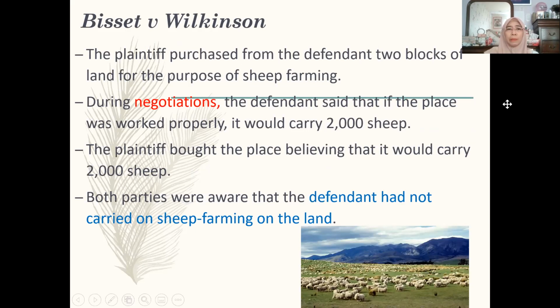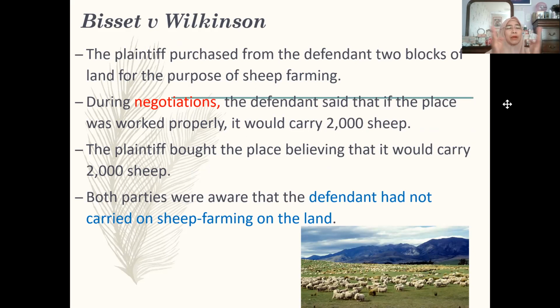the plaintiff purchased from the defendant two blocks of land. What was the purpose of purchasing such land? He wanted to do some sheep farming. And during negotiations, the defendant said that if the place was worked properly, it would carry 2,000 sheep.